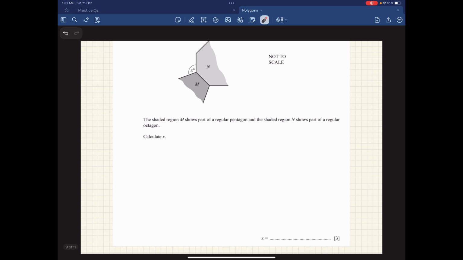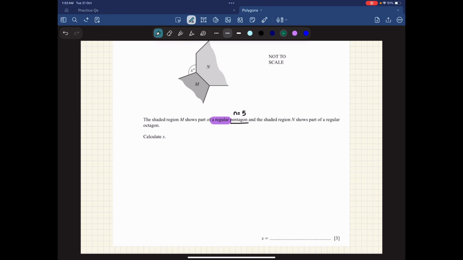Okay, let's try and put these concepts to use in some past paper questions. Okay, so the shaded region M shows part of a regular pentagon. So here you need to first focus on the word regular, which means that all sides and all angles are equal. And then you should know that a pentagon has 5 sides, so n is going to be 5 in case of a pentagon. And the shaded region N shows part of a regular octagon.